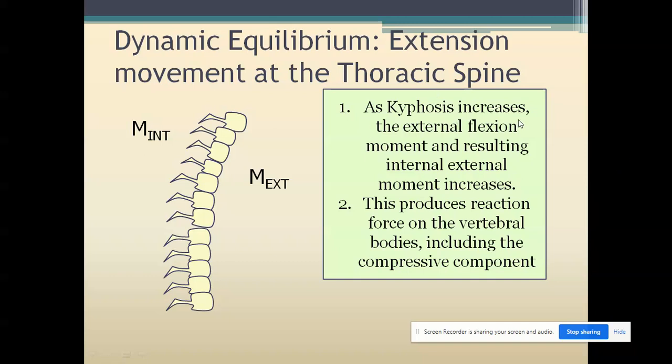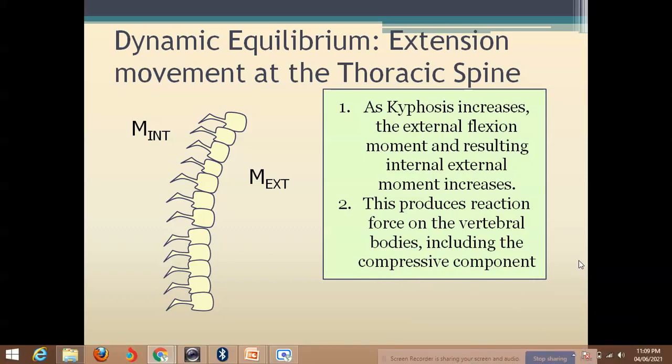Thus, as kyphosis increases, the external flexion moment and the resulting internal extension moment increase. That means as the bending of the spine increases further, the external flexion moment produced due to the anteriorly falling LOG increases. To avoid falling of the human body, the back extensors get activated, thus increasing the moment produced internally within the body. This produces a reaction force on the vertebral bodies, including a compressive component.